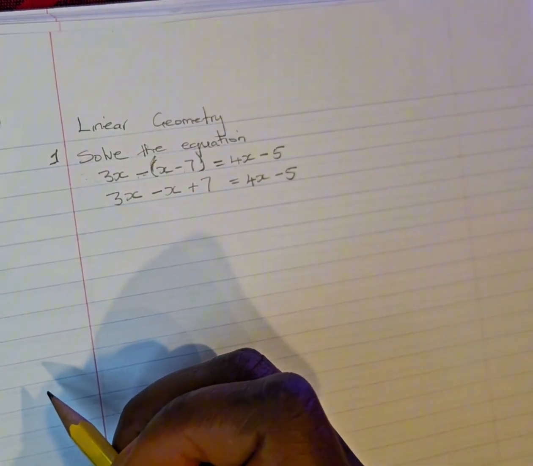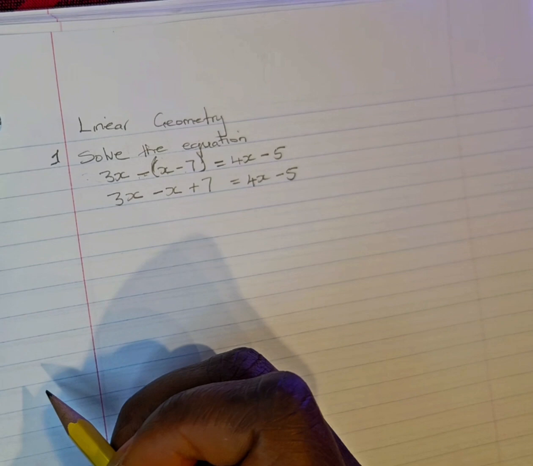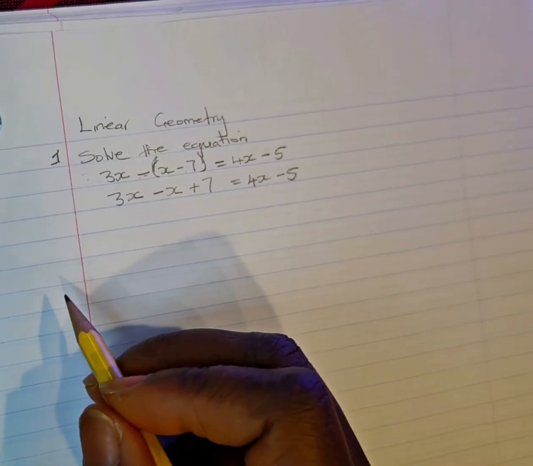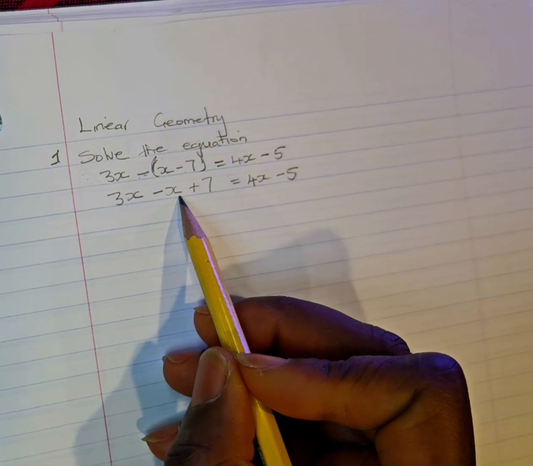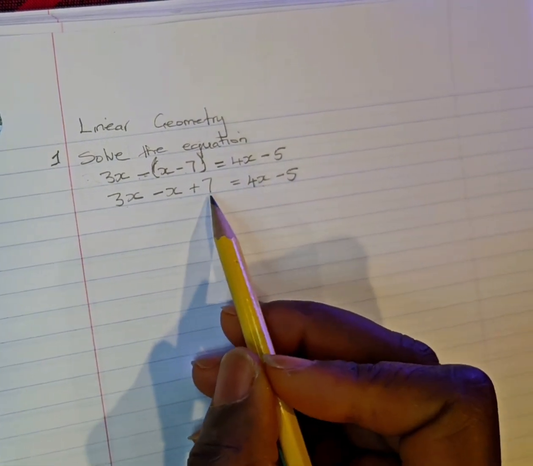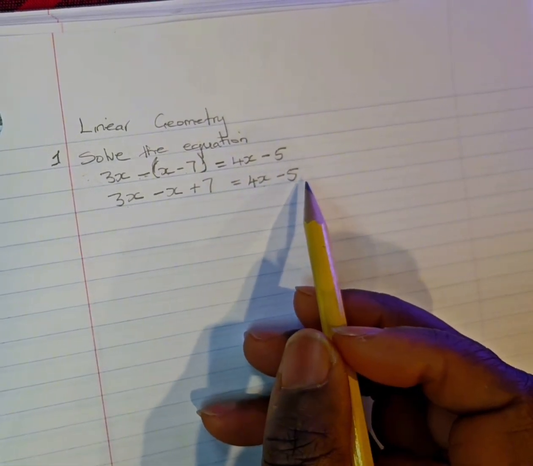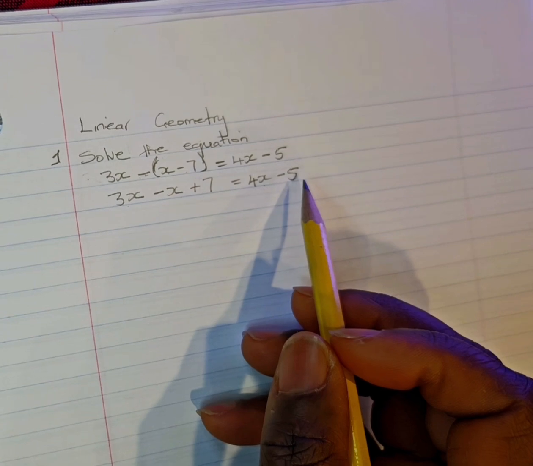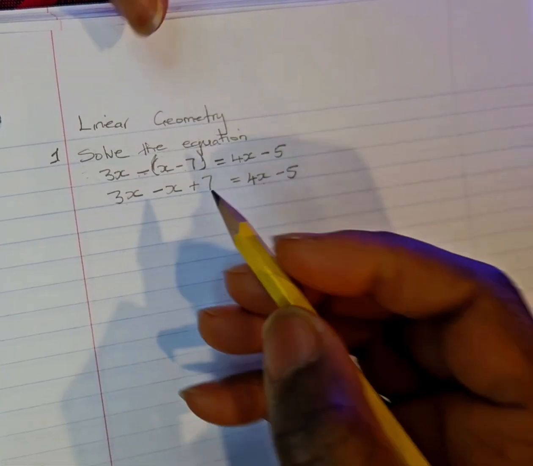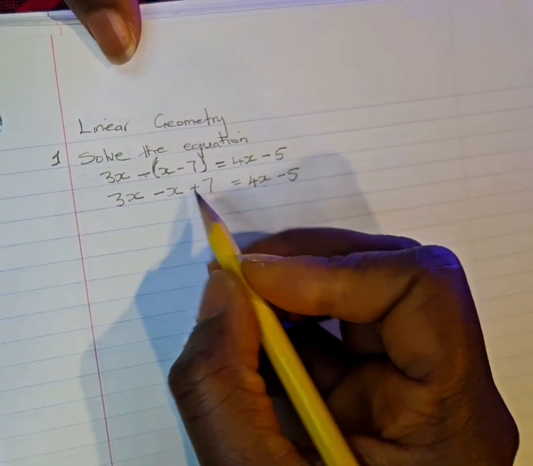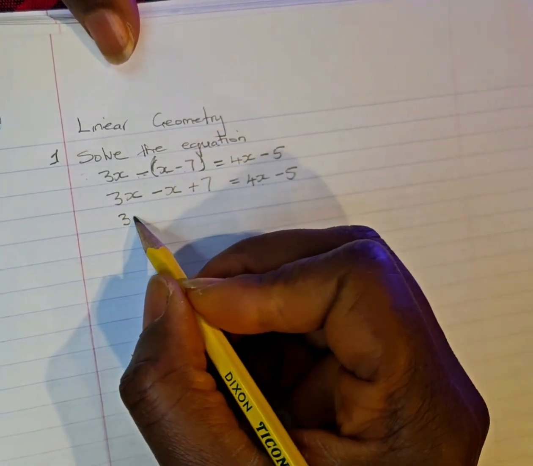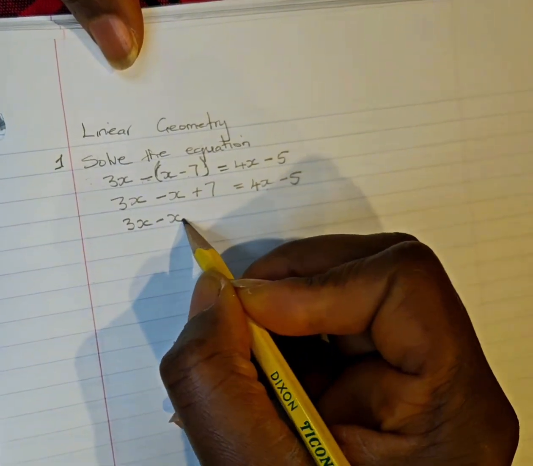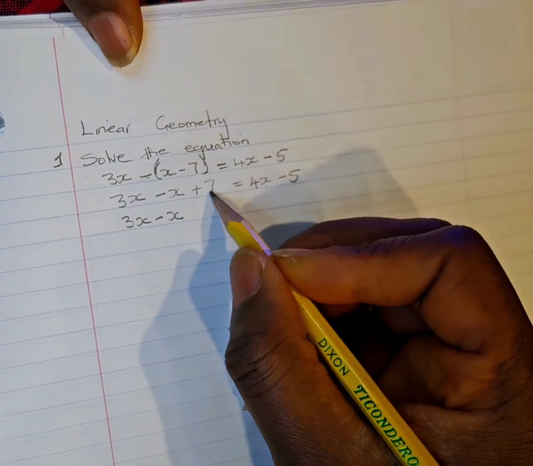The next thing is I'll bring the like terms together. What are like terms? Terms that are the same. For example, this term has an x, this has an x, this has an x, and then I bring the ones that have no x. For example, like terms could also be terms that have x squared. So here we have 3x minus x, and I will bring this 4x to this side.